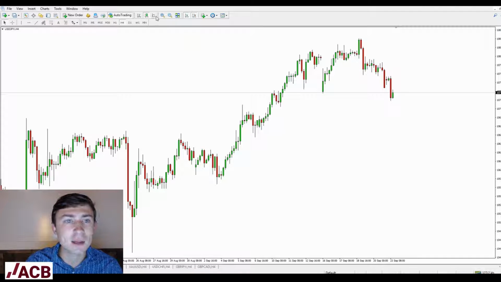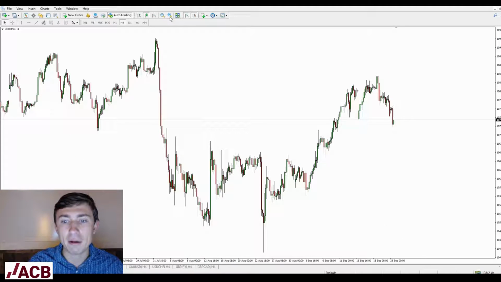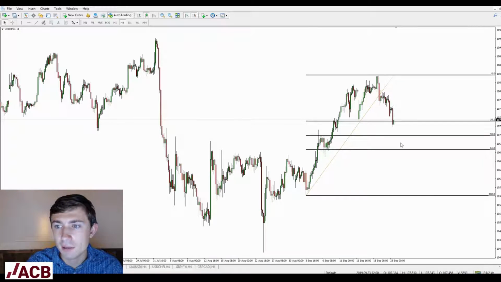USD JPY is going to be our next one, guys. And if we take a look at the 4-hour chart, you can see we are also seeing bullish momentum on this particular pair. Now, if we draw a Fibonacci retracement here, let's draw it from here to the top. You can see that currently we're trading right around the 38.2% level.